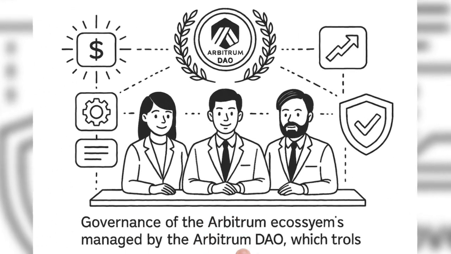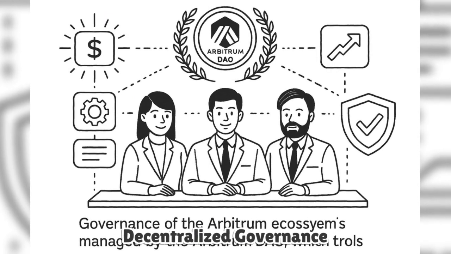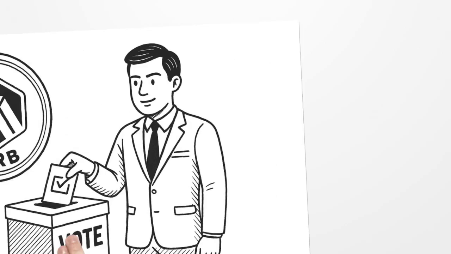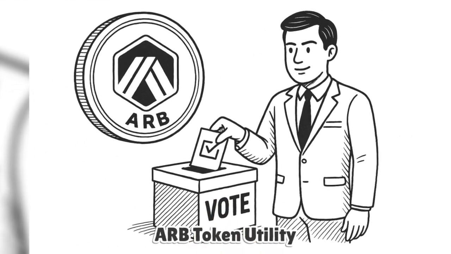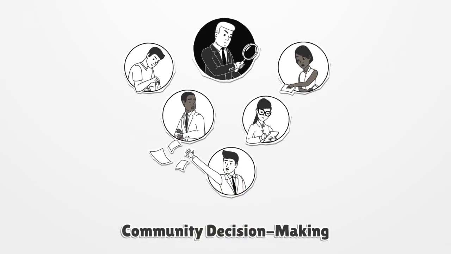Governance of the Arbitrum ecosystem is managed by the Arbitrum DAO, which controls upgrades, treasury allocation, and protocol parameters. The native token ARB grants voting rights and aligns community incentives. Token holders decide on major protocol changes and resource distribution, establishing decentralized governance independent of Offchain Labs.